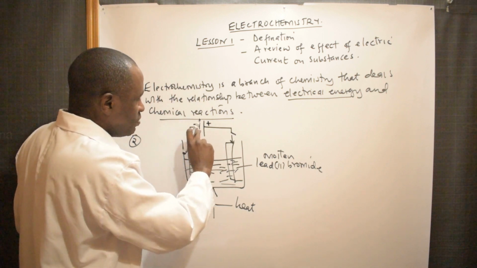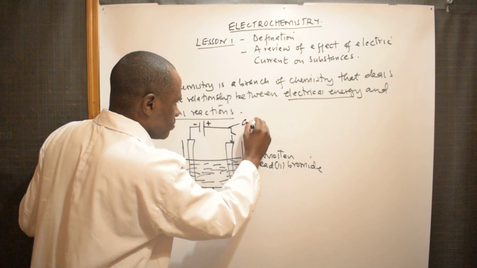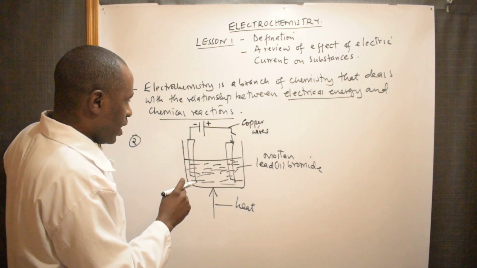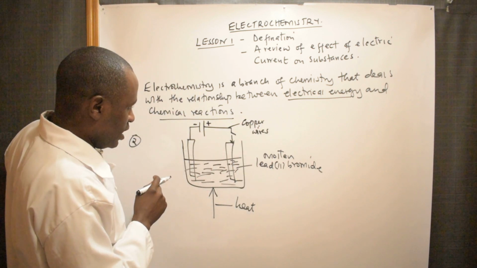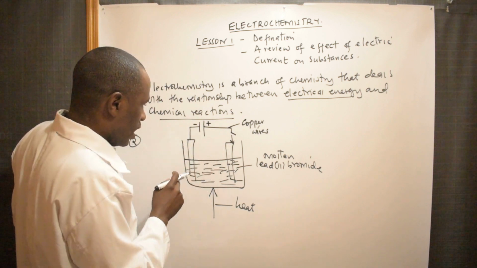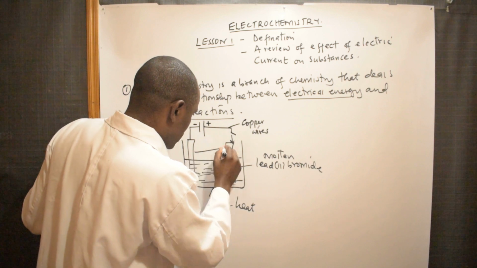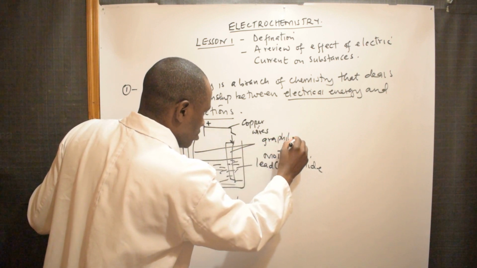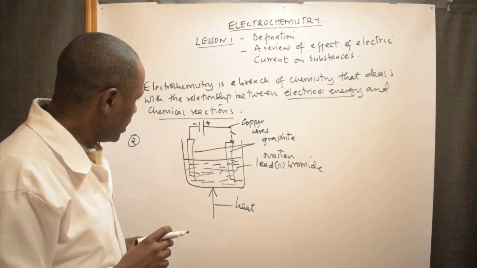These are copper wires, by the way, and then we are going to have these two conductors. These conductors are supposed to be inert, and therefore we may use something like graphite.